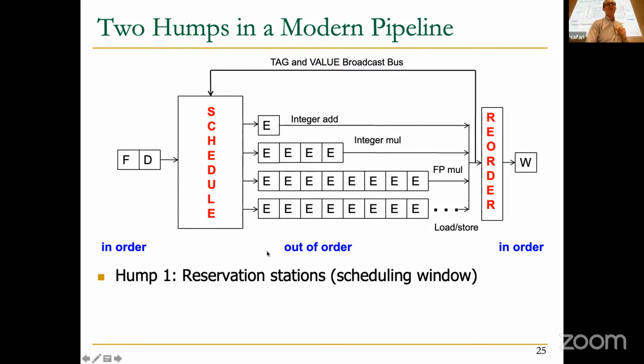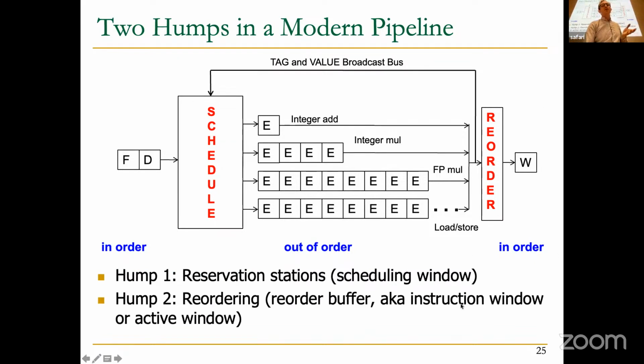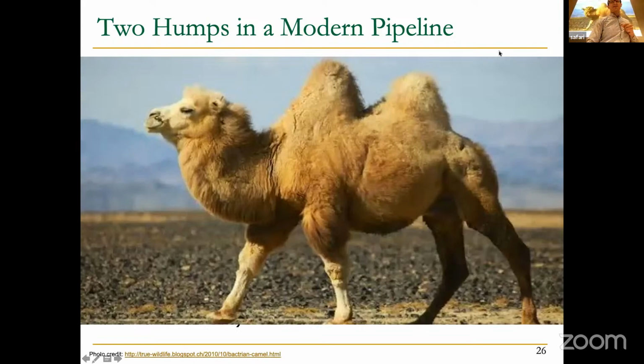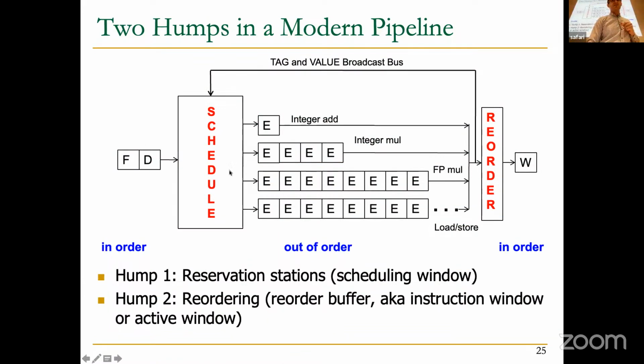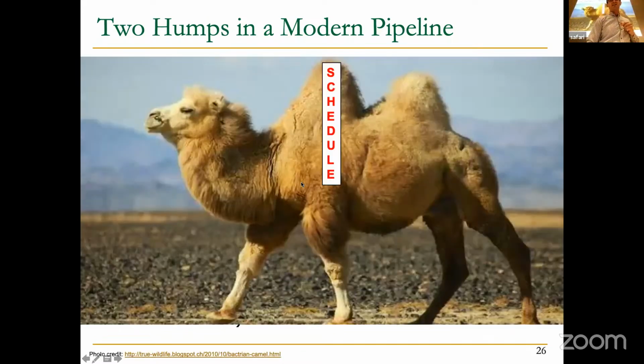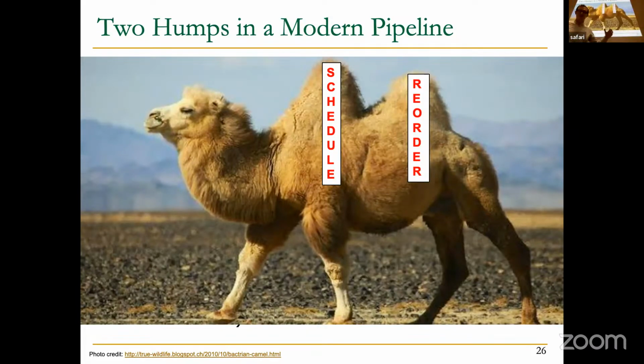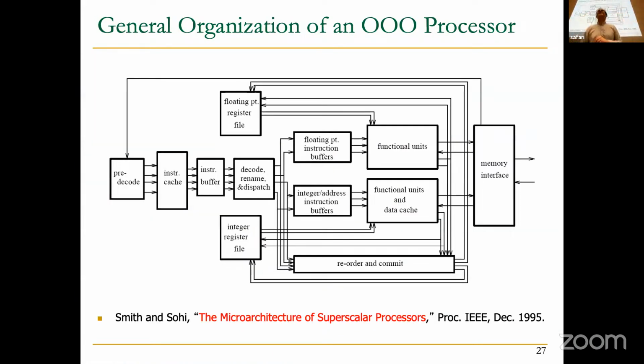So there are two humps over here. One is the reservation stations, which is the scheduling window, and the other is the reorder buffer. This is also called an instruction window or active window. Basically, reservation stations hold instructions that have not been scheduled yet. Reorder buffer holds all instructions that have not been retired yet, that have not updated the architectural state yet. I like thinking of this as a camel. If you want to remember an out-of-order execution pipeline today, this is the scheduling buffer over here, and that's the reorder buffer. Of course, it doesn't work this way in a camel, I believe, but it's kind of a pipeline also. Anyway. Okay, so that's the general organization.